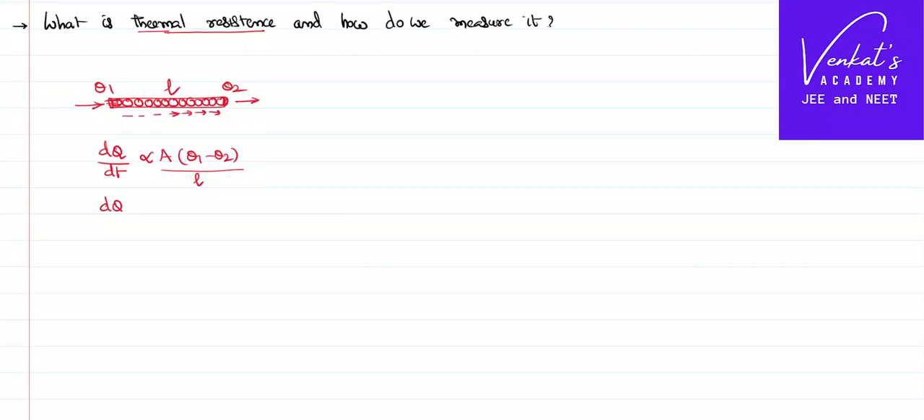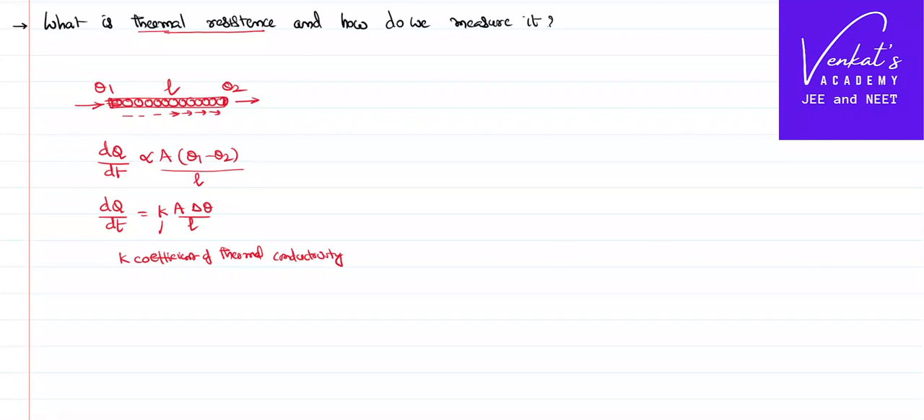That proportionality can be eliminated by putting a constant. That constant is called the coefficient of thermal conductivity, K. In fact, defining this coefficient of thermal conductivity is quite easy.